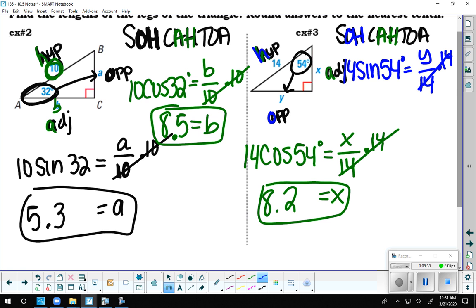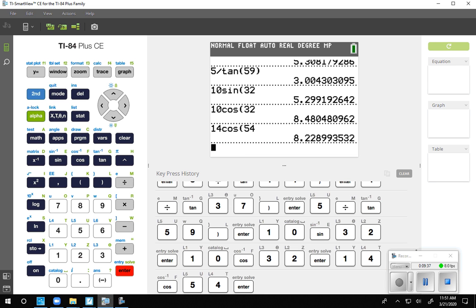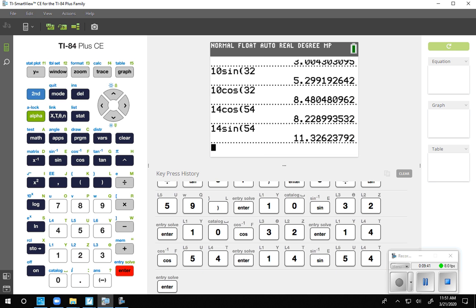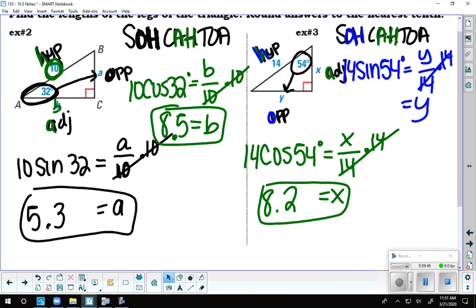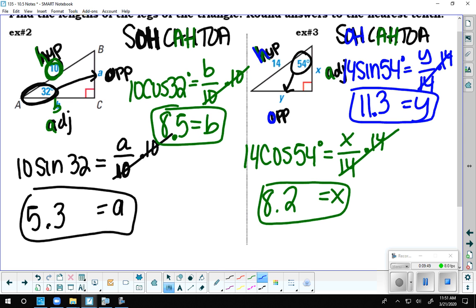So in my calculator, I'm going to type in 14 times the sine of 54. And that is 11.3 rounded to the nearest tenth. And that was not bigger than 14 as well, so we know that we're probably good.